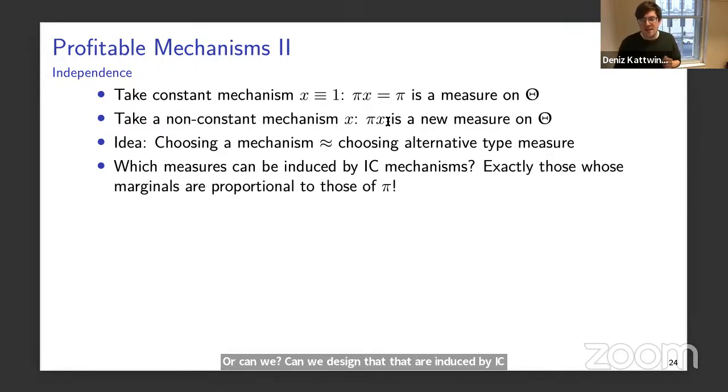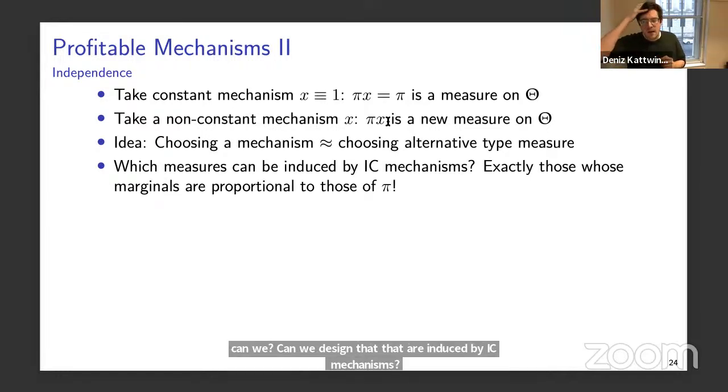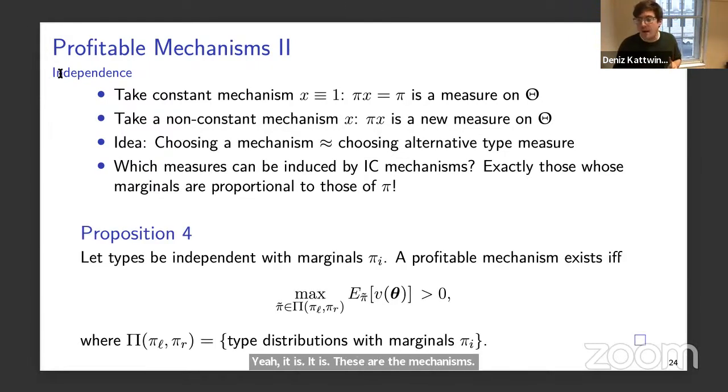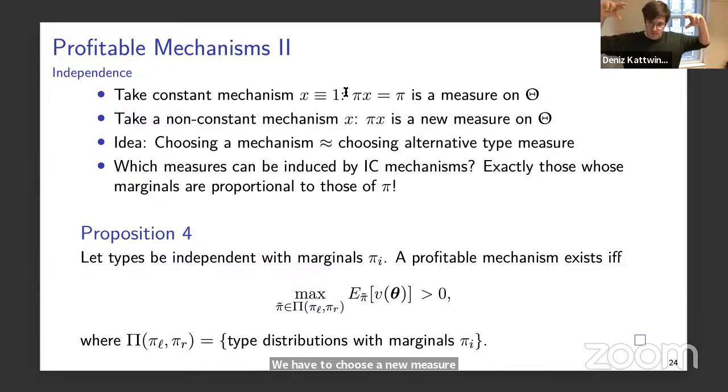The answer was surprisingly, well, not simple, but surprisingly tractable. By the way, I forgot to say this: so far, this is all under independence. We have an independence assumption now. So under independence, these are exactly the mechanisms whose marginals are proportional to those of pi. That's another characterization. But why is this interesting? Well, if you think about it, what do we have now? We have to choose a new measure pi tilde, which has some fixed marginals.